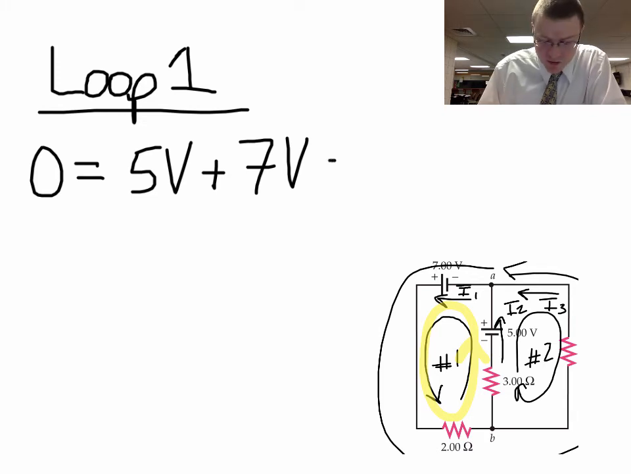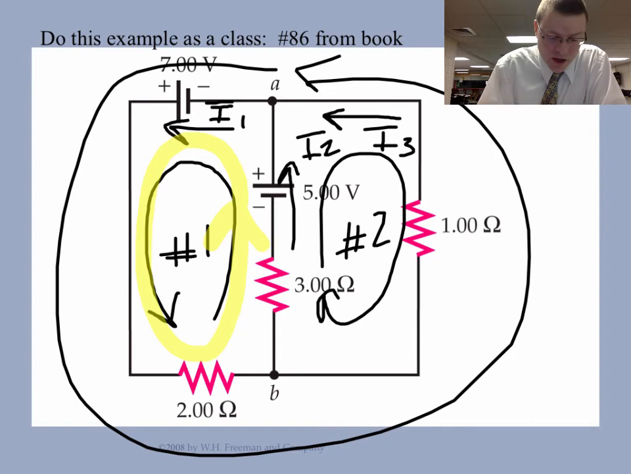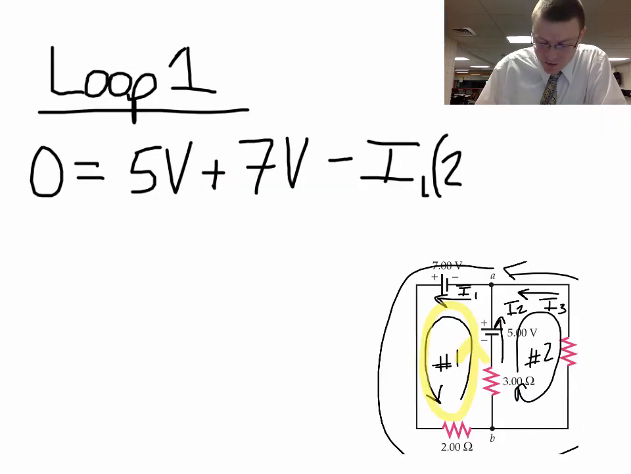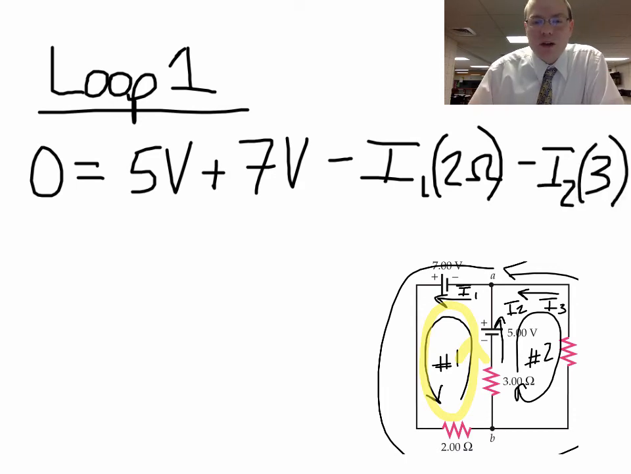Then I'm going to go across the 2 ohm resistor with I1, so I'll have I1 times 2 ohms. And then I'm going to go across the 3 ohm resistor with I2. So now I've got loop 1 set up. I've got the 2 voltages and I've got the 2 voltages lost in the resistors. They're both subtraction because they went in the direction that I chose and they followed the loop that I chose. However, I don't know I1 or I2. That really doesn't help me.